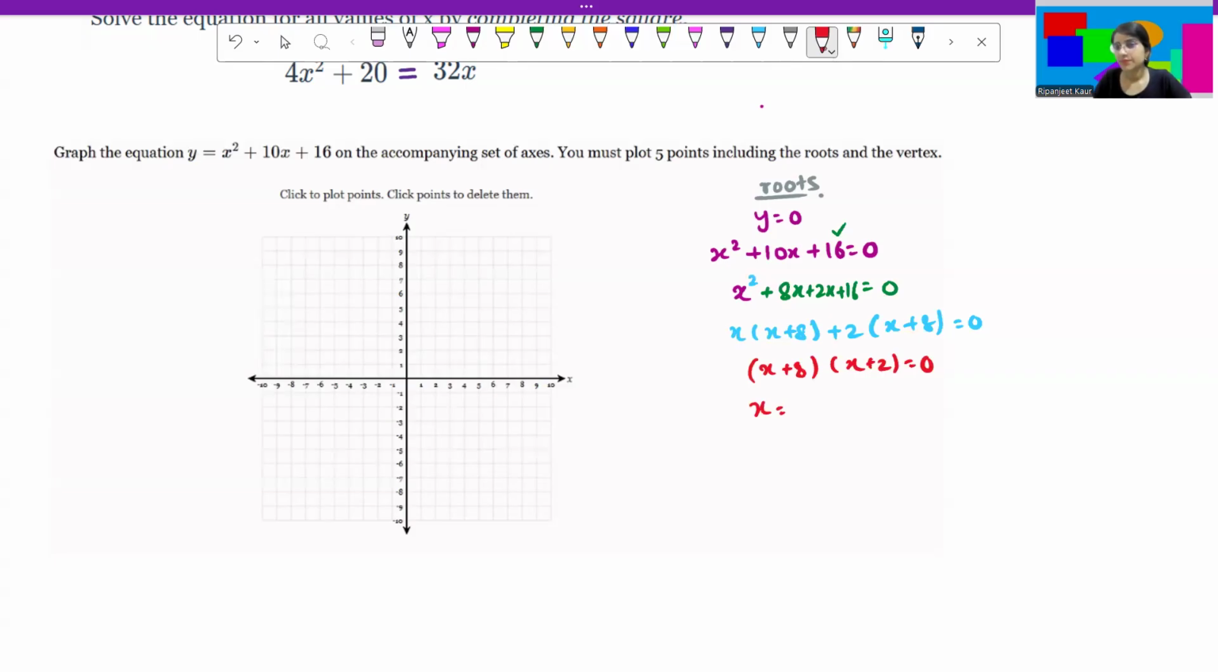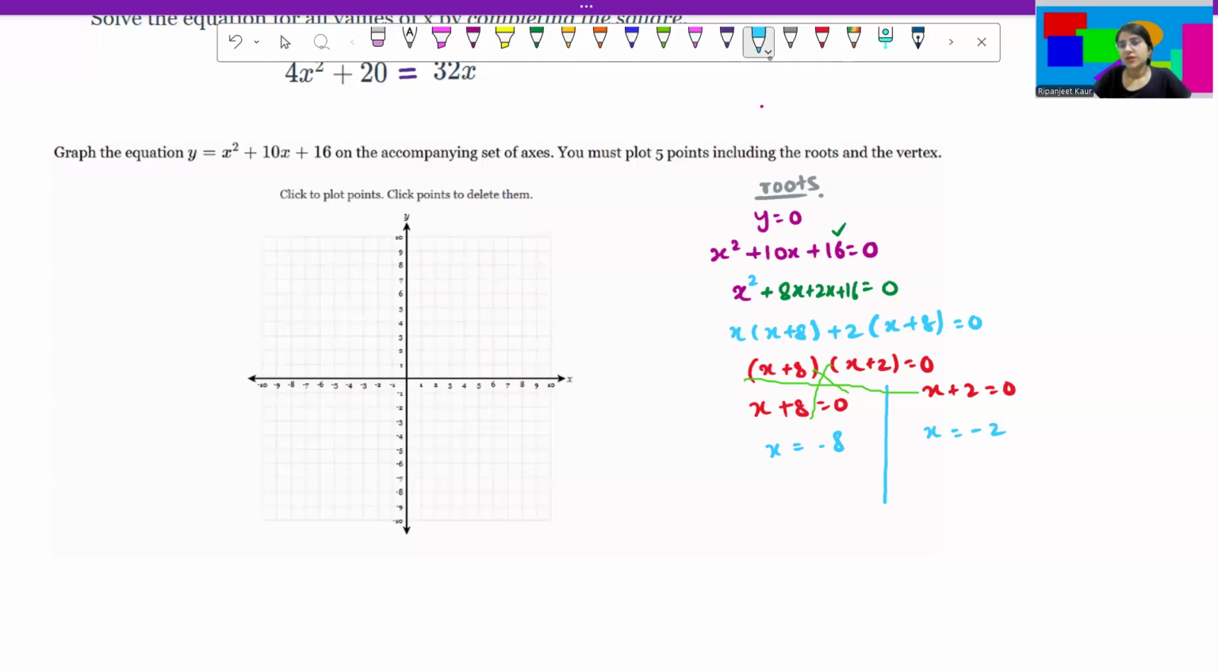I was not exactly sure of this. This line means x plus 8 times x plus 2 equals 0, right? Yes. Which means one of them has to be 0. It's either x plus 8 is 0, or x plus 2. Okay, so x plus 8 gives negative 8, and x plus 2 gives negative 2.